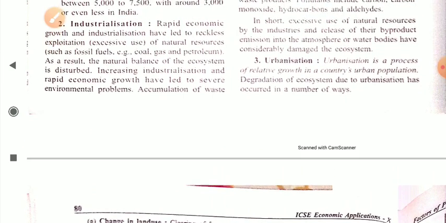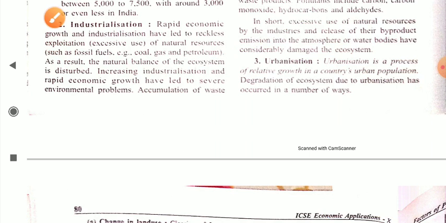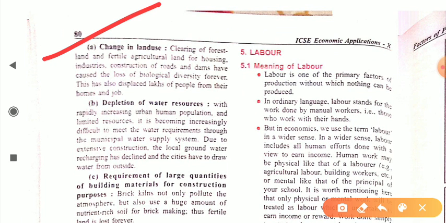The next one is urbanization. Urbanization also plays an important role. Urbanization is a process of relative growth in a country's urban population. Degradation of the ecosystem due to urbanization has occurred in a number of ways. One is change in land use. Because of urbanization, people shifted from rural areas to urban areas, and in the urban area, if you have forest, you cut all the forest for construction of new houses and new buildings.